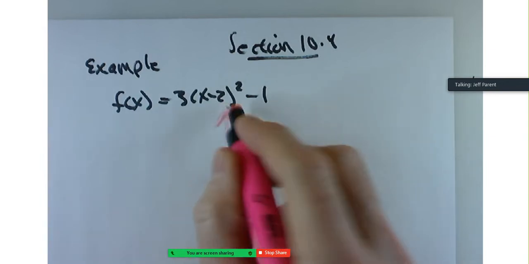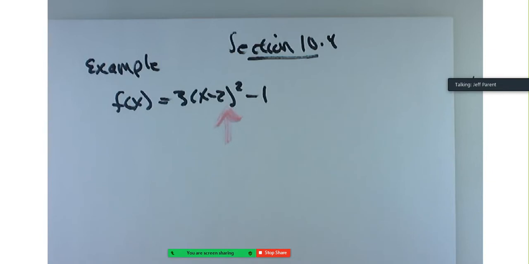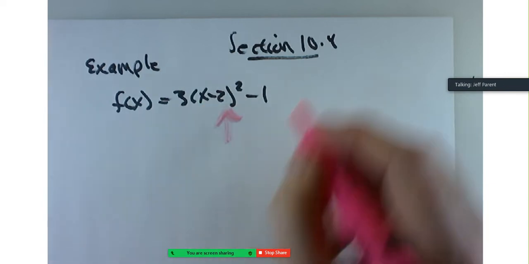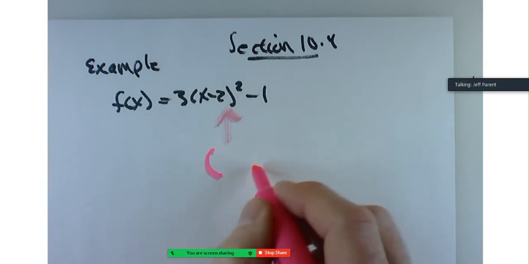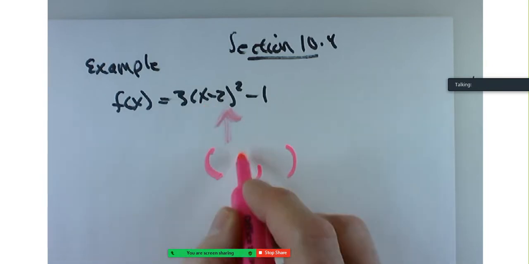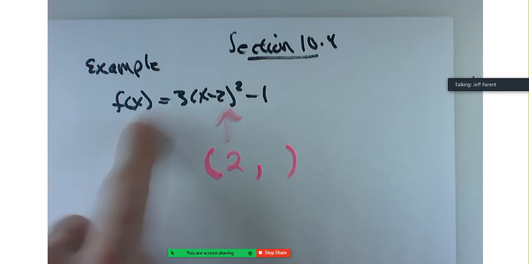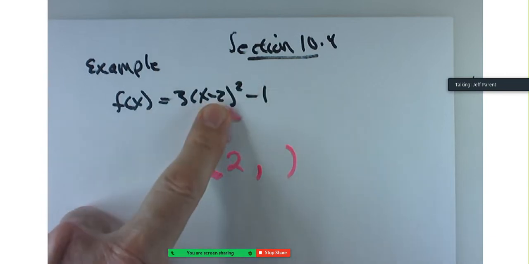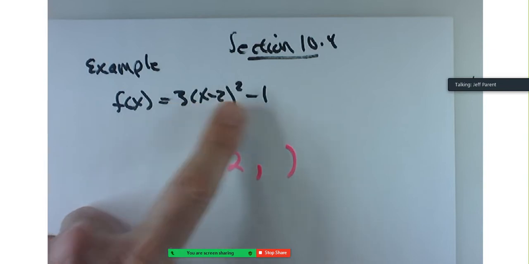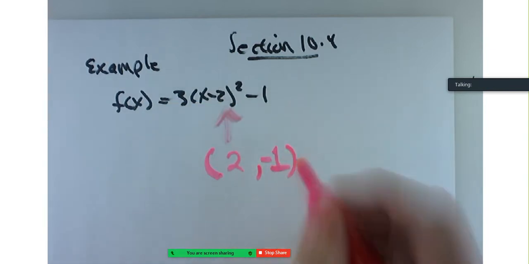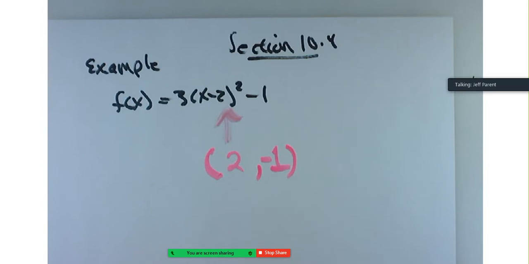Now, what I would suggest in terms of finding the vertex is you start by looking at what makes the squared term equal to 0. So in this case, what value of x makes the squared term equal to 0? A 2. And if I put in a 2 here, if I did f of 2, this would be 0, times 3 would still be 0, and then I'd end up with minus 1. So 2 and minus 1, that's your vertex.